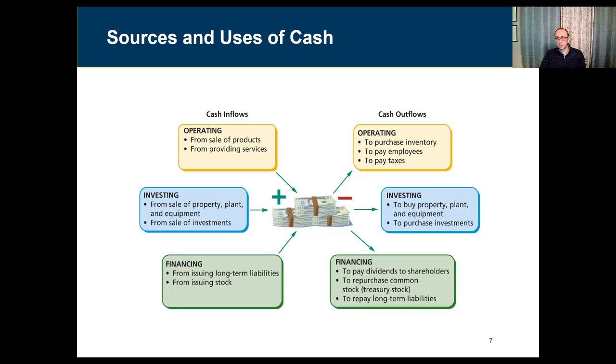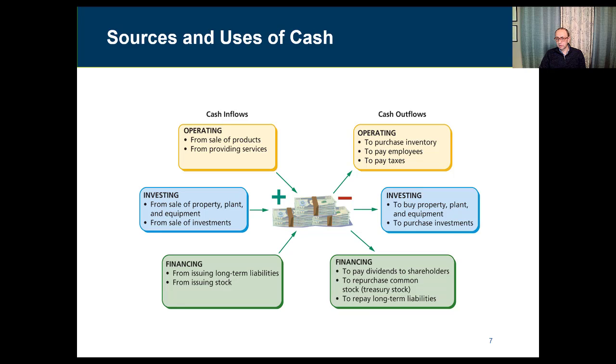An inflow would be from sale of product or from providing services, and an outflow would be purchasing inventory, paying employee salaries, or paying taxes. For investing activities, that's somewhat related to long-term assets and property, plant, and equipment, or fixed assets. So an inflow would be sale of property, plant, and equipment, or sale of investment. And an outflow would be to buy property, plant, and equipment, or to purchase investment.